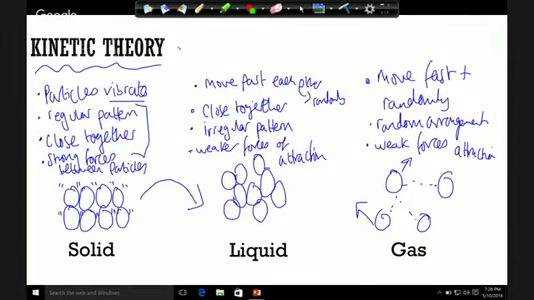So this is kinetic theory. Something that sounds really tricky is actually a lot easier than you think. It's just the idea of how the particles are arranged and how the particles are moving, and their forces of attraction between those particles.